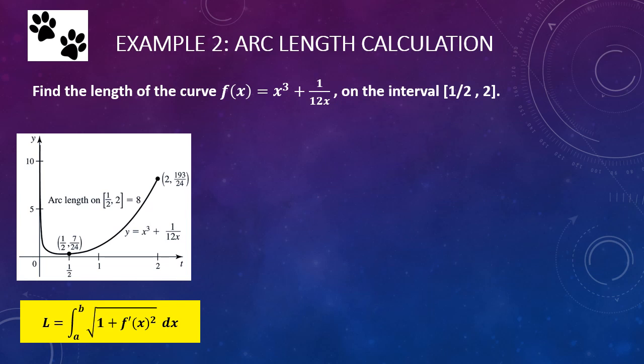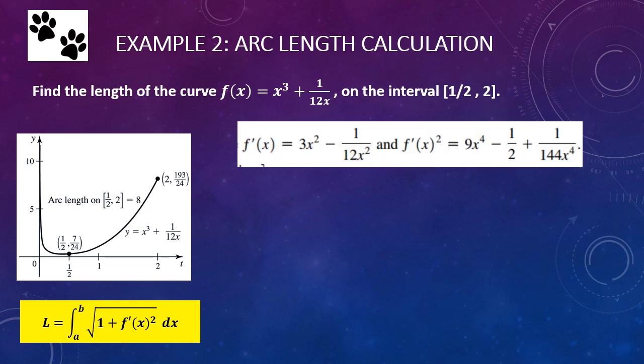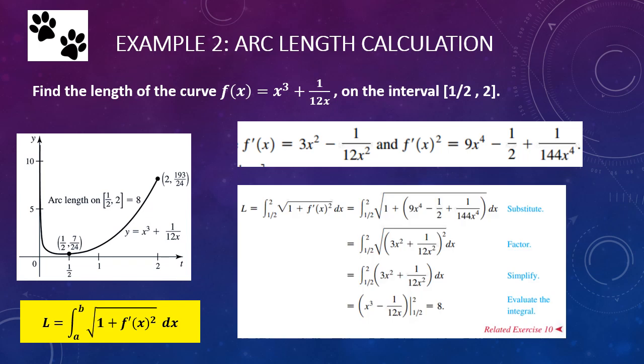So let's look at our next example for arc length calculation. Here we have a function f of x equals x cubed plus 1 over 12x on the interval from 1/2 to 2. So, of course, we know by our formula down in the lower left-hand side, we have the integral from a to b of the square root of 1 plus the derivative of f of x, squared. So we first need to find the derivative of f of x and then square that, and we get these values here. Once we plug them into the formula, you can see all the steps there of factoring, etc.